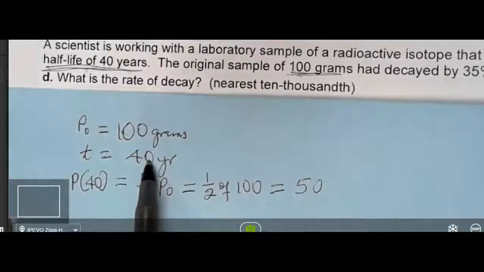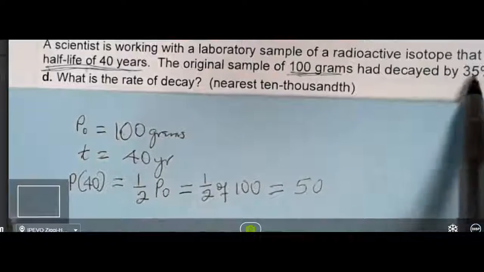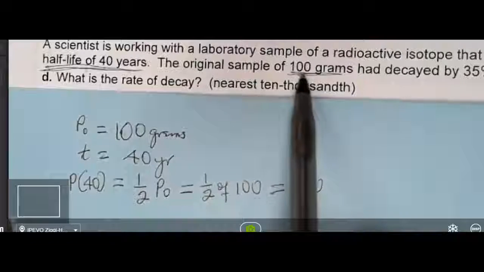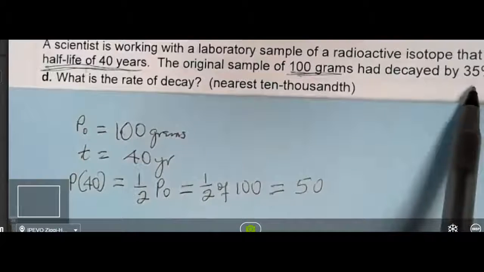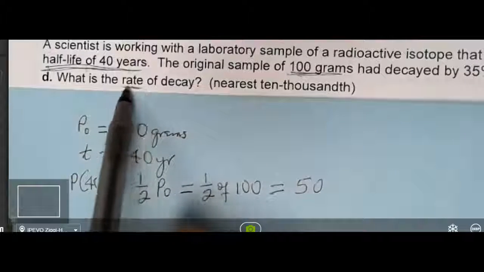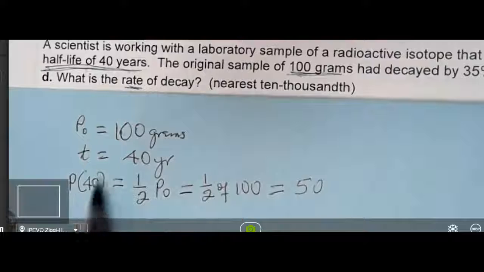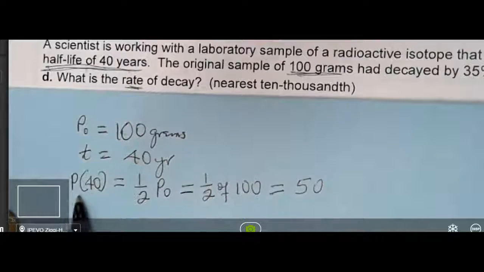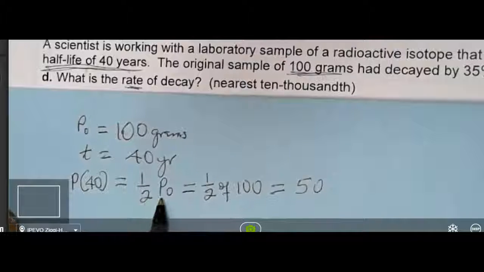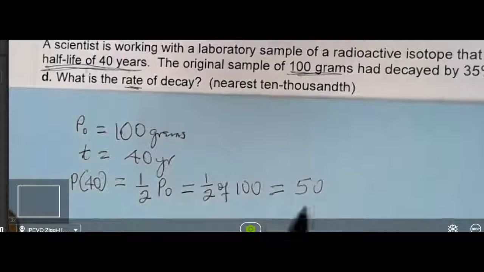The time for the half-life is 40. Okay, so we don't really need this. This is not the rate. This is just the rate it decreased by. Okay, by how much amount it decreased. So we are just finding the rate. We are looking for the rate. Okay, so for P of 40, when time is 40, the P0 gets down to half. So 1/2 of P0, 1/2 of the initial amount, which is 1/2 of 100, which is 50.